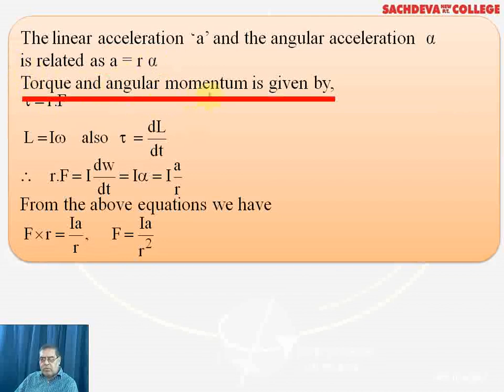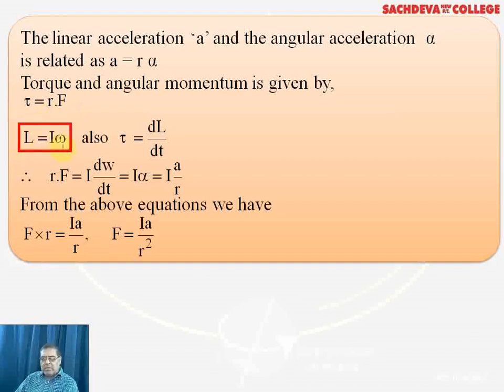Torque is given by torque is equal to r into F, where r is the perpendicular distance and F is the force. So tau is equal to force into perpendicular distance, and L is the angular momentum, that is given as I omega. I can be replaced by mr square and omega can be replaced by v over r. And also we know that the value of tau, that is the torque, is dL over dt, the derivative of L with respect to time.